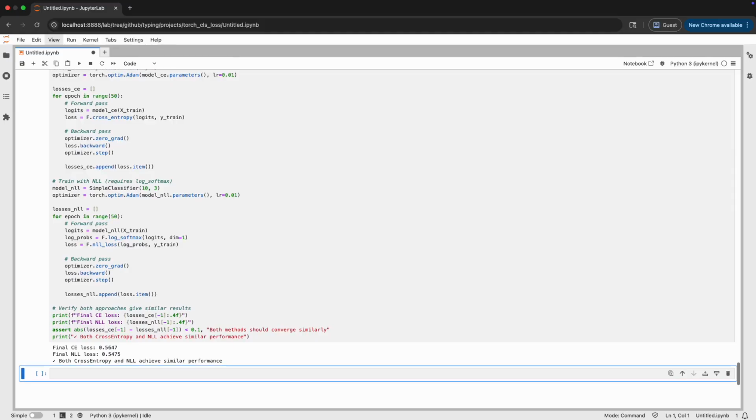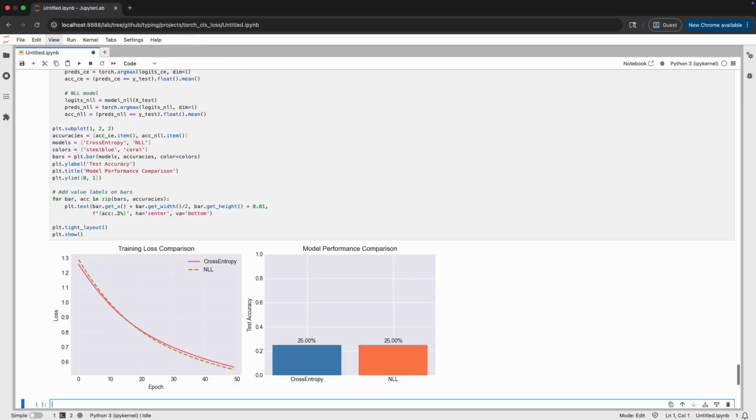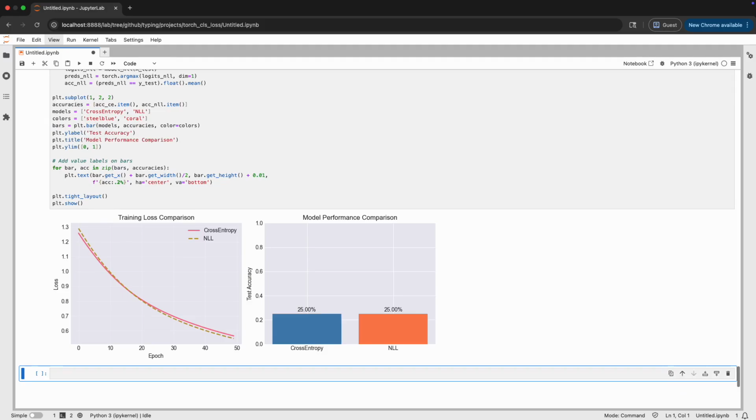Let me visualize the training curves and test set performance for both models to show they behave similarly. The visualizations show great results. On the left, the training curves for CrossEntropy and NLL follow nearly identical paths, both decreasing smoothly over 50 epochs. On the right, both models achieve 55% test accuracy, demonstrating that the choice between CrossEntropy and NLL doesn't affect model performance. It's purely about convenience and numerical stability.